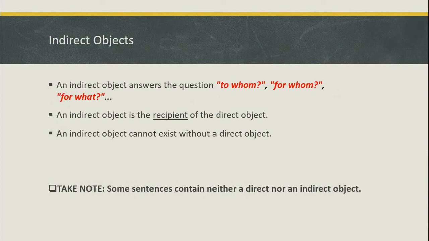An indirect object is found by asking to whom, or for what. It is the recipient of the direct object. Take note, some sentences contain neither a direct nor an indirect object. Some contain only one or the other or both.